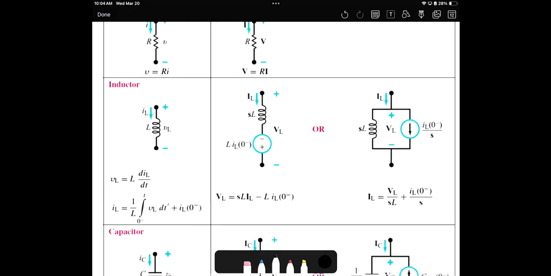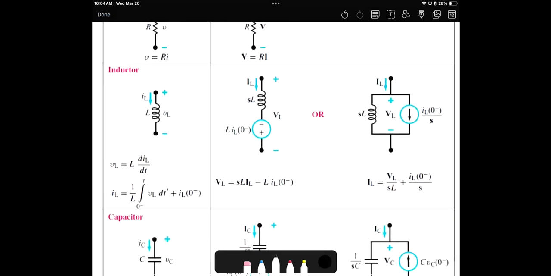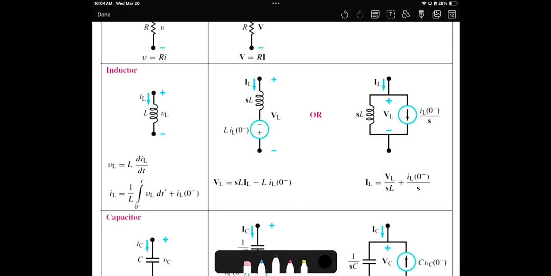We see the resistor will remain as is. The inductor has 2 forms, one with a voltage source and one with a current source. Why are there 2 forms? Because of the initial condition, whether it is based on the current or on the voltage source. Whichever you want to use, you can use it. Either way, we need to know the initial condition of the current flowing through the inductor.